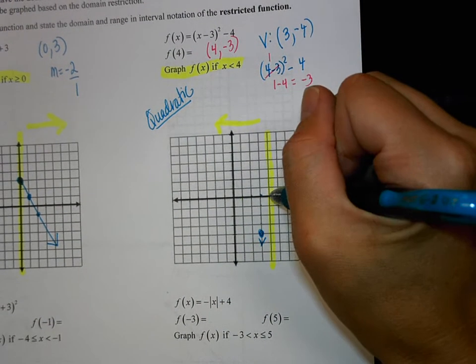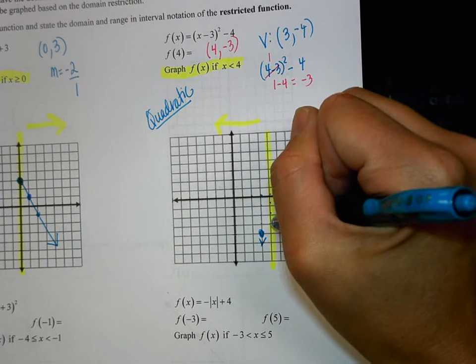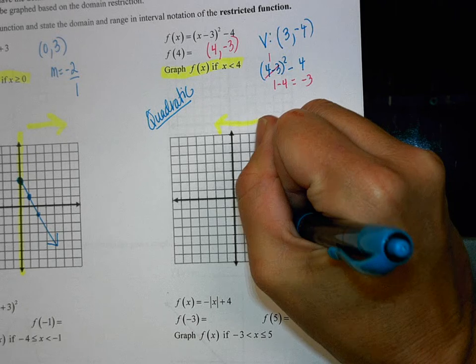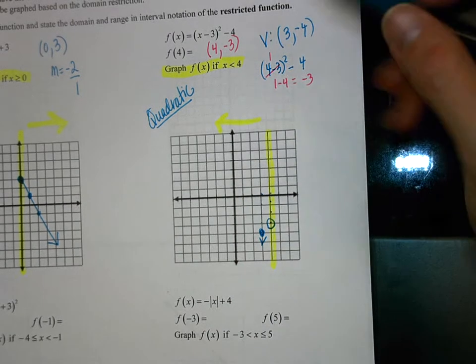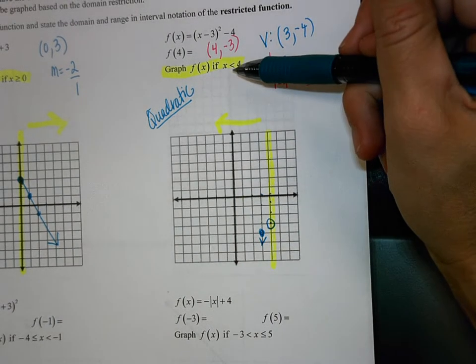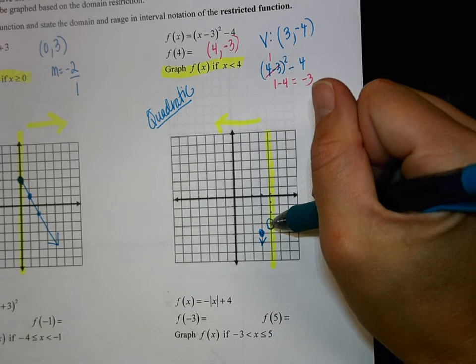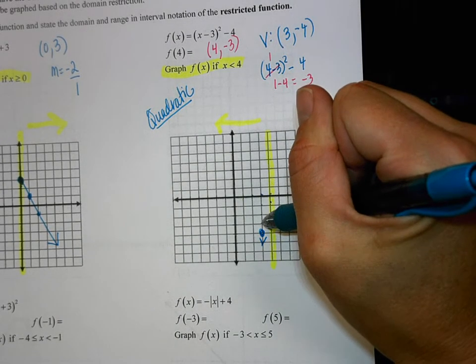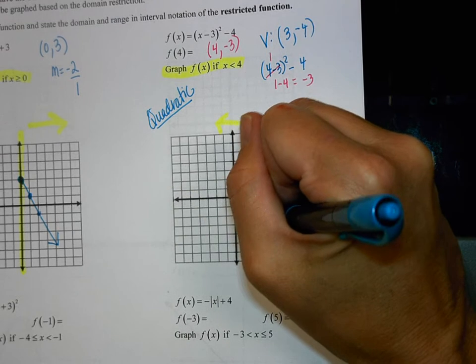So at 4, we go down 1, 2, 3, and will I make an open or a closed circle there? Open. And why is it open? It's just less than, it's not less than or equal to. Now remember, it is symmetrical, so since this is 1 away from our vertex line, we go 1 away on the other side, make that point.